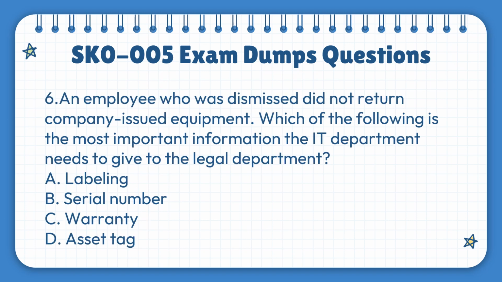6. An employee who was dismissed did not return company-issued equipment. Which of the following is the most important information the IT department needs to give to the legal department? A. Labeling. B. Serial number. C. Warranty. D. Asset tag.